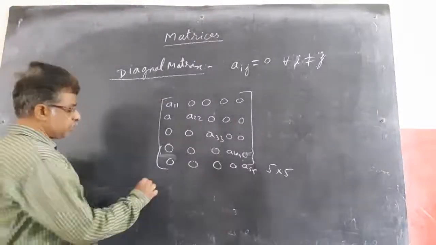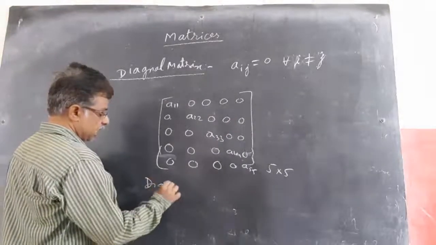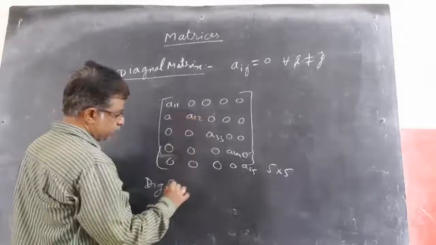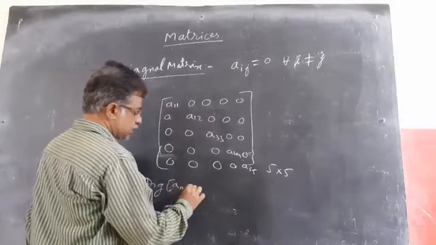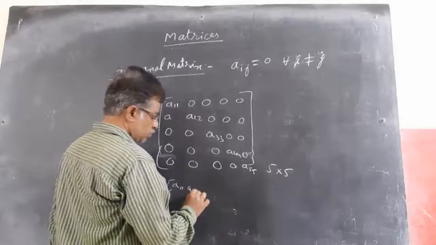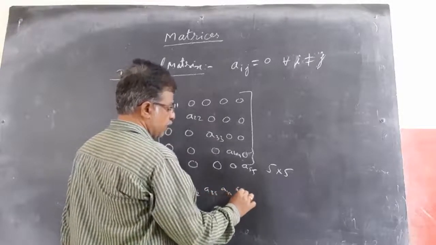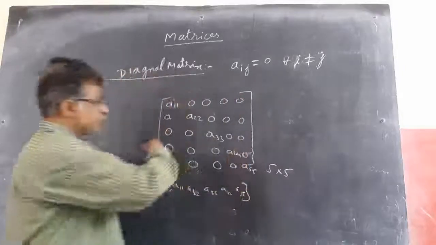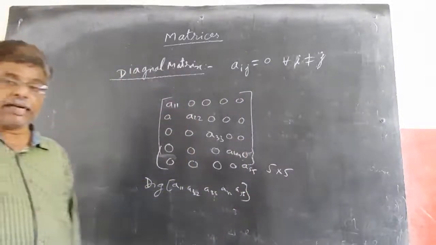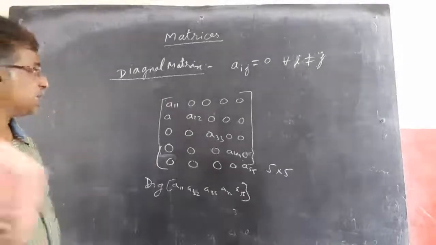A diagonal matrix is usually represented as diag of, simply writing these elements instead of writing the whole matrix: A11, A22, A33, A44, A55. You can represent it like this instead of writing the full matrix. So this is called a diagonal matrix.